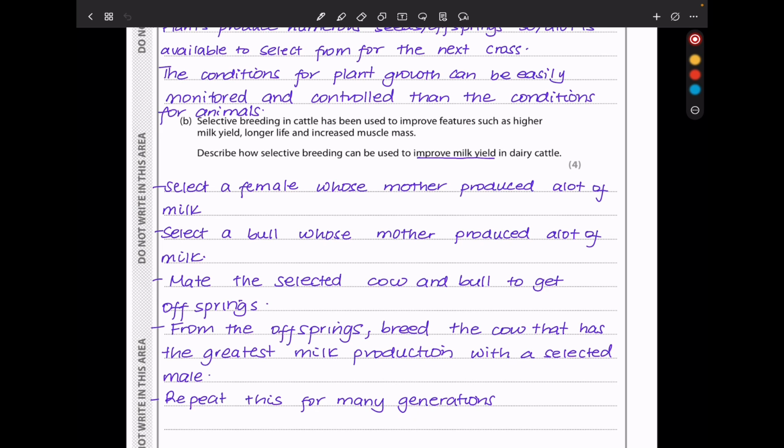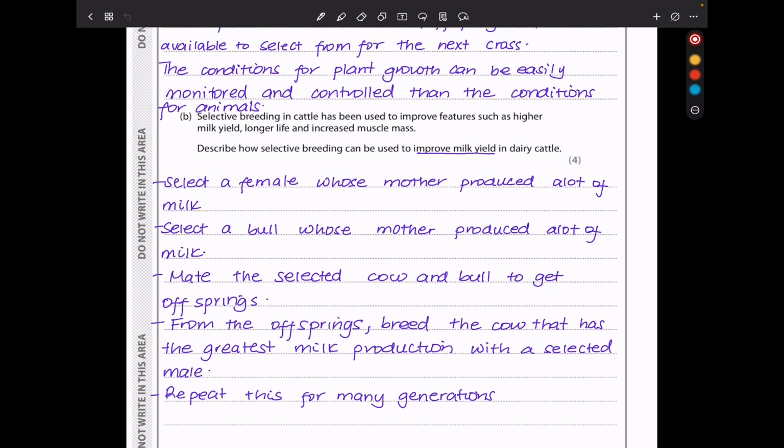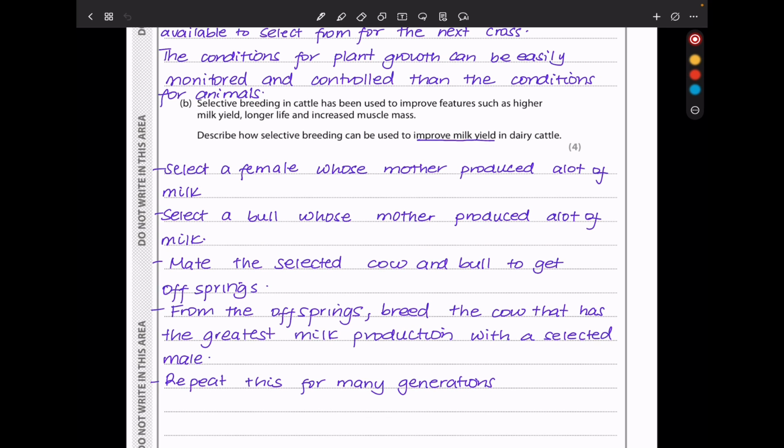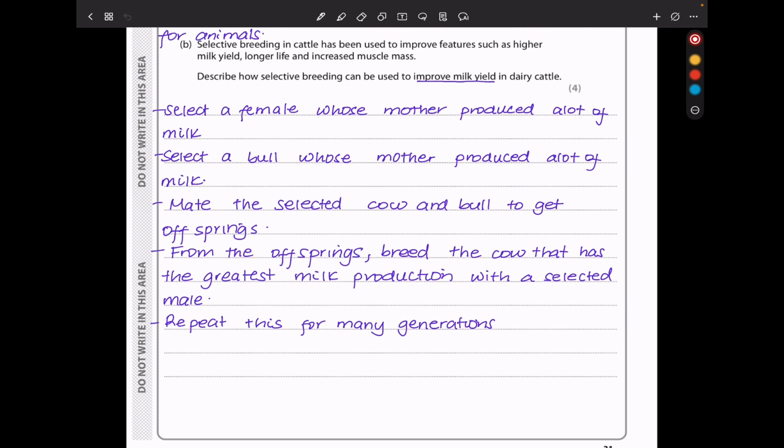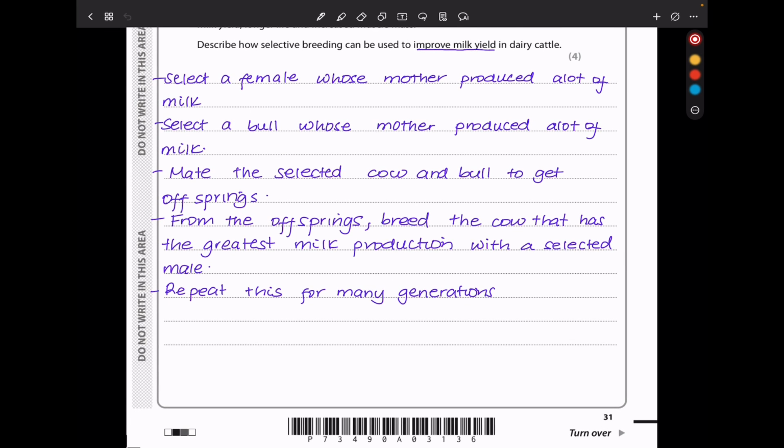In part B, selective breeding in cattle has been used to improve features such as higher milk yield, longer life, and increased muscle mass. Describe how selective breeding can be used to improve milk yield in dairy cattle. For any characteristic that you want to improve using selective breeding, you have to select organisms that have the best or related qualities, or organisms whose parents had those qualities. So here I chose to select a female whose mother produced a lot of milk and select a bull whose mother produced a lot of milk. Then mate the selected cow and bull to get the offspring, and then from the offspring, breed a cow that has the greatest milk production with a selected male, and then repeat this for many generations.